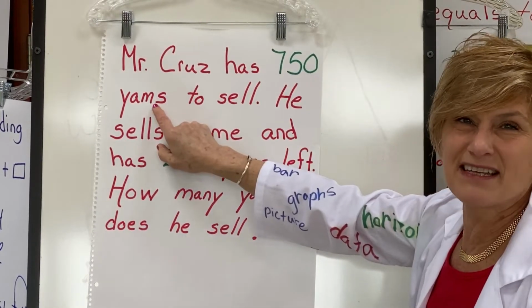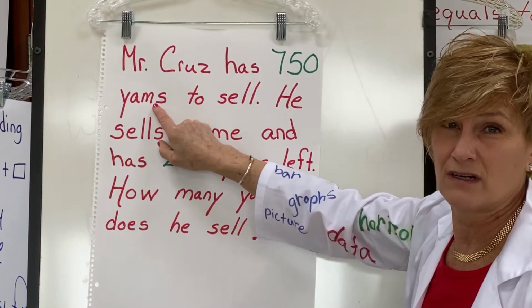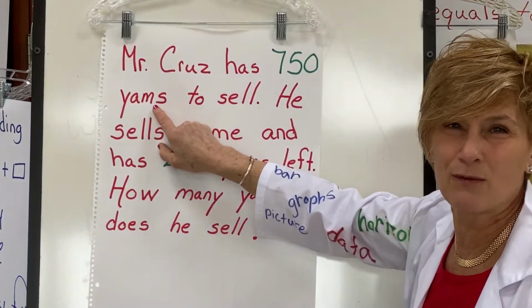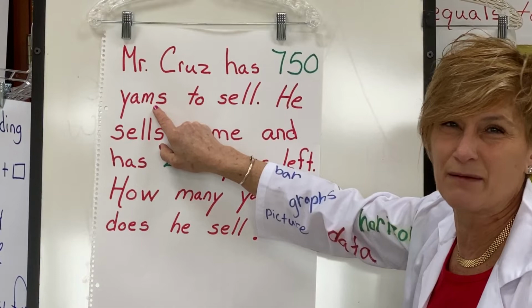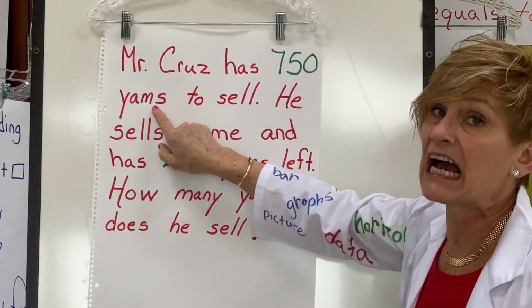A yam is kind of like a root vegetable, kind of looks like a potato. People can make them with brown sugar. It gets to be sweet. They mush them up. I personally don't enjoy yams, but I use that one.